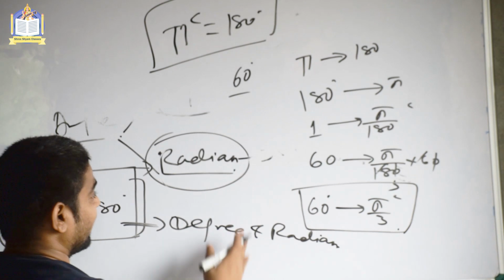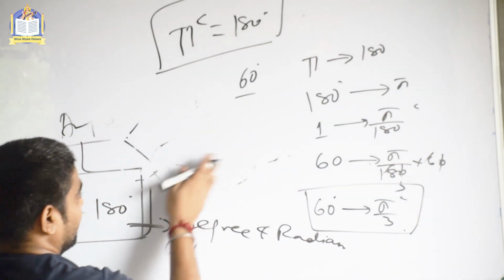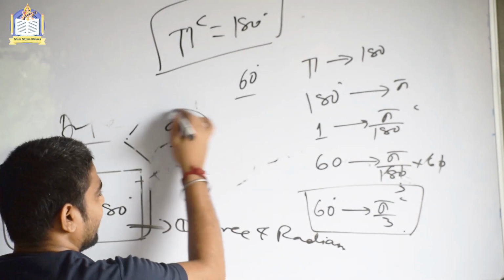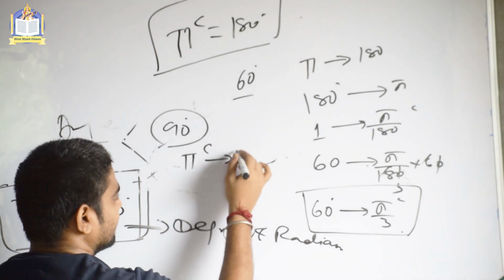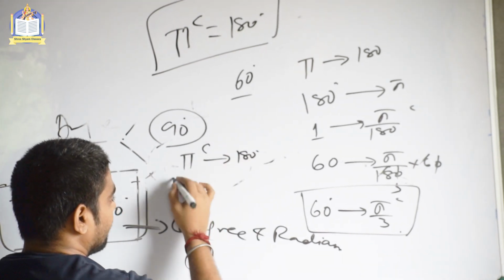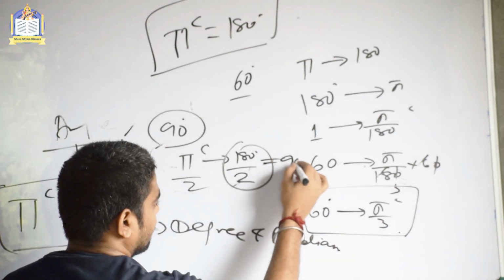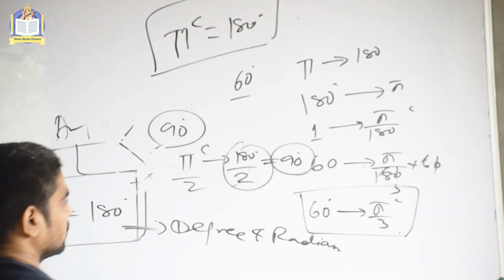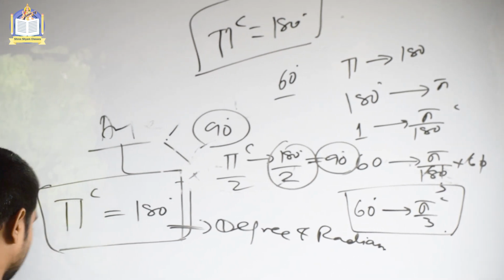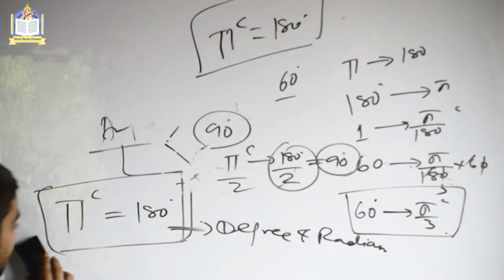Similarly, we can talk of 90 degree. We know that pi radian is equal to 180 degree. So pi by 2 gives 90 degree. So pi by 2 radian is 90 degree. These are the relations between degree and radian. So let's get more examples.